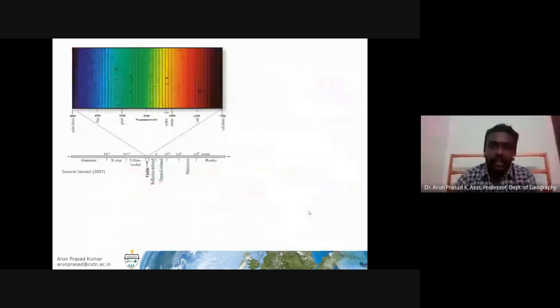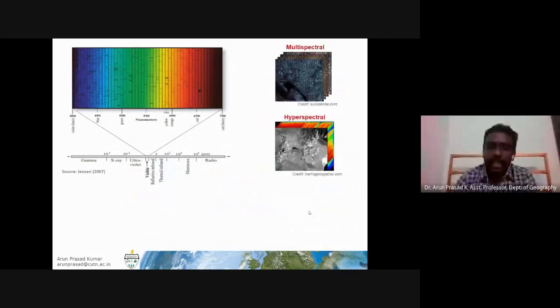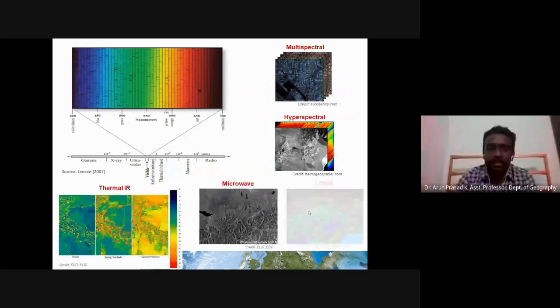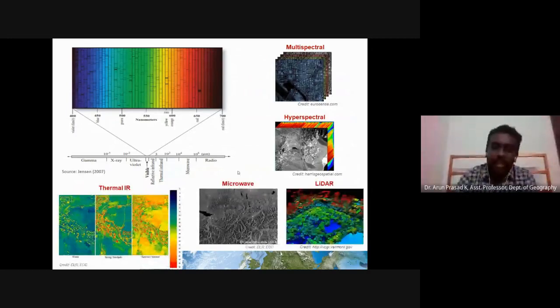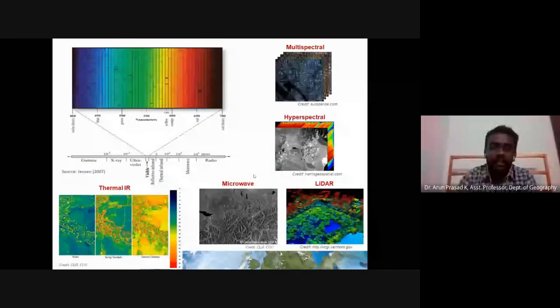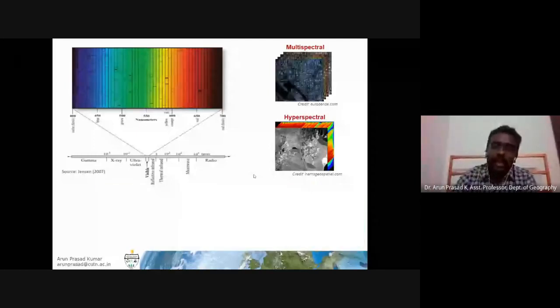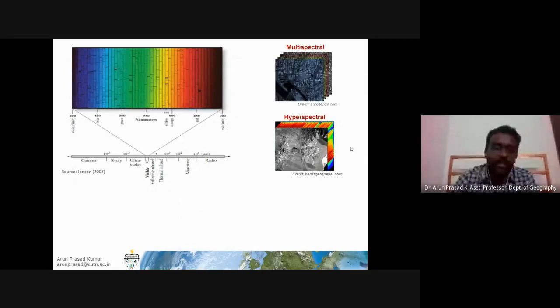So we have seen this. Based on these spectra, depending on what region we use, we have different types of remote sensing. Optical, so multispectral and hyperspectral, are called optical remote sensing because they use the region from visible to reflective infrared. So only these regions are used.